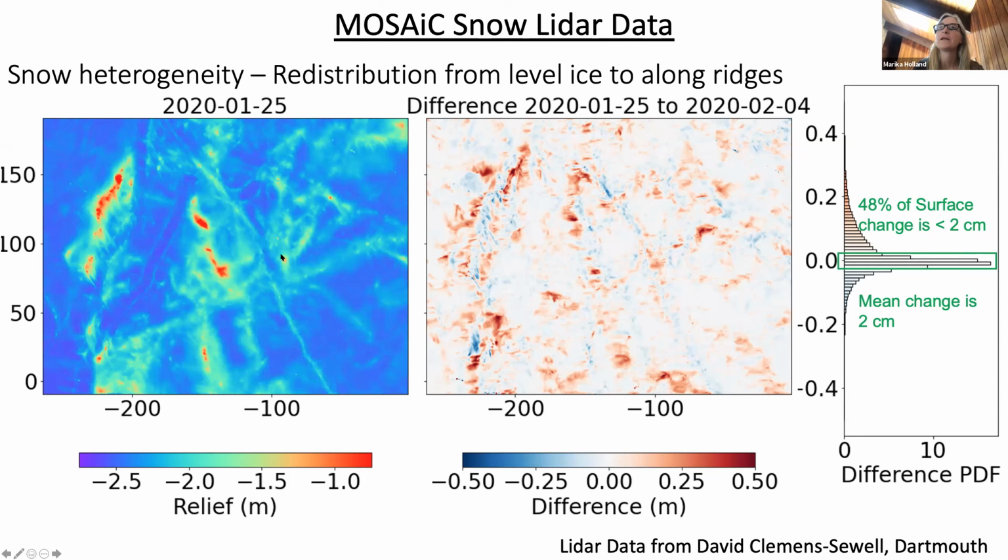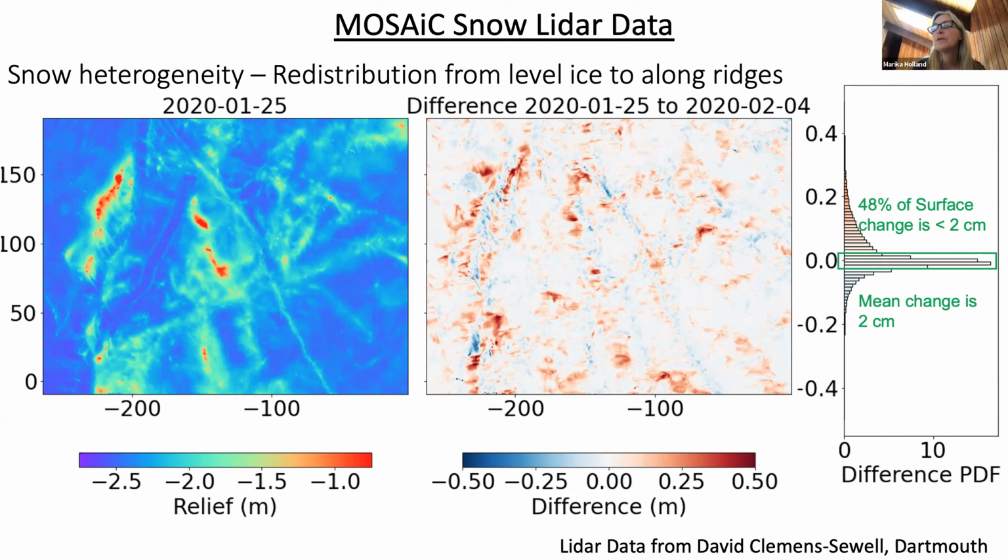Lidar data was taken for the same region every couple weeks. This shows a scan from January 25th on the left. So this is showing surface topography. And basically what you can see is that in the blue, there are these areas of level ice. You can see these ridged ice areas in the kind of greenish and red colors here. And then on the middle panel plot, you can see the difference in that surface elevation between January 25th and February 4th. And over that time period, a snowfall event happened.